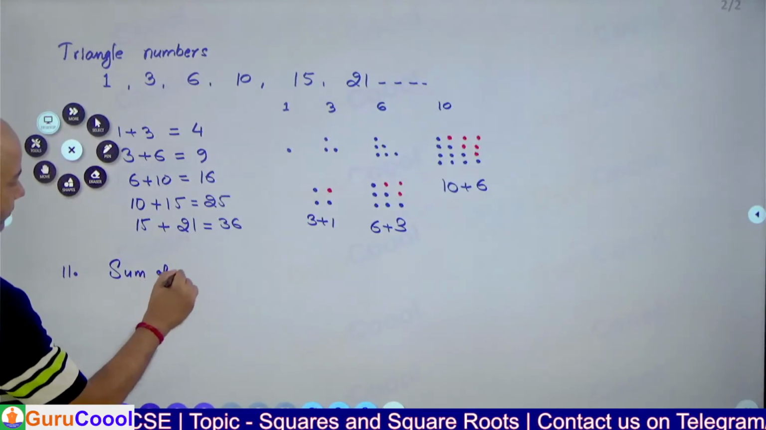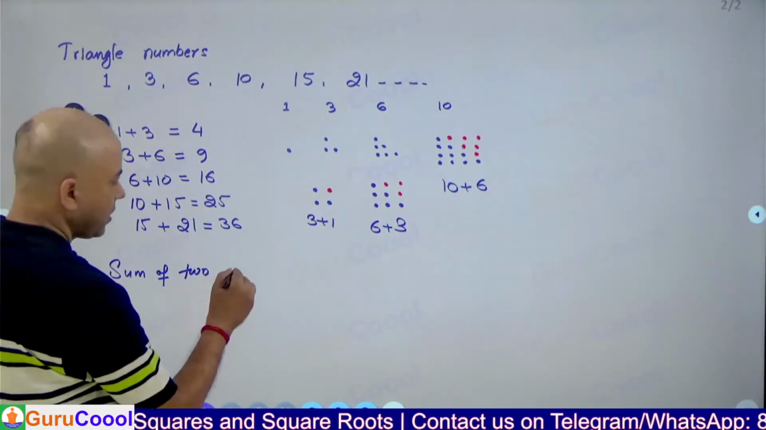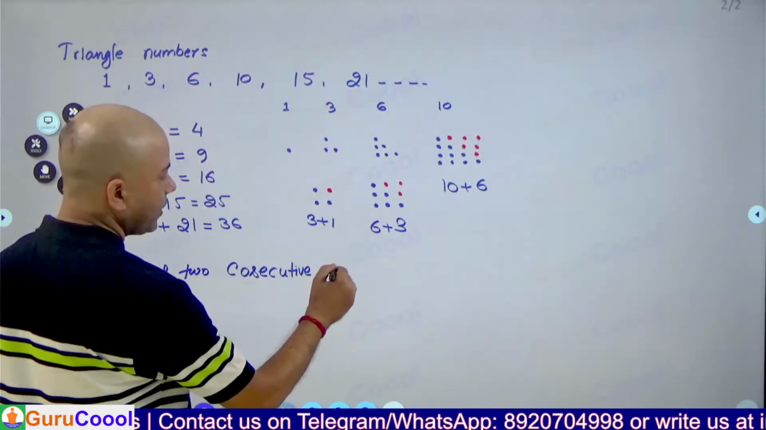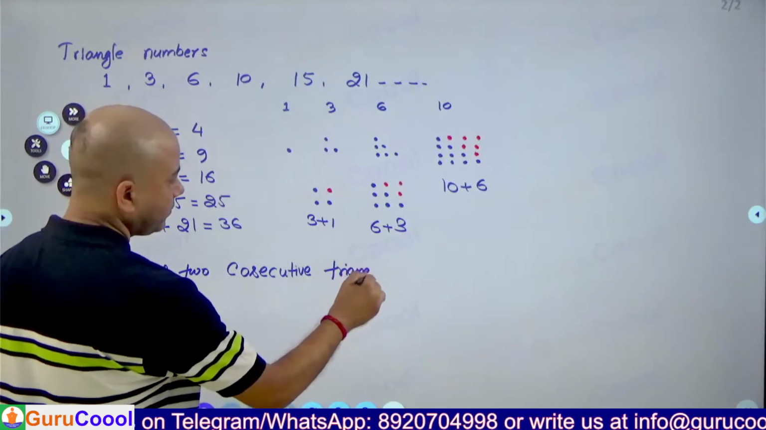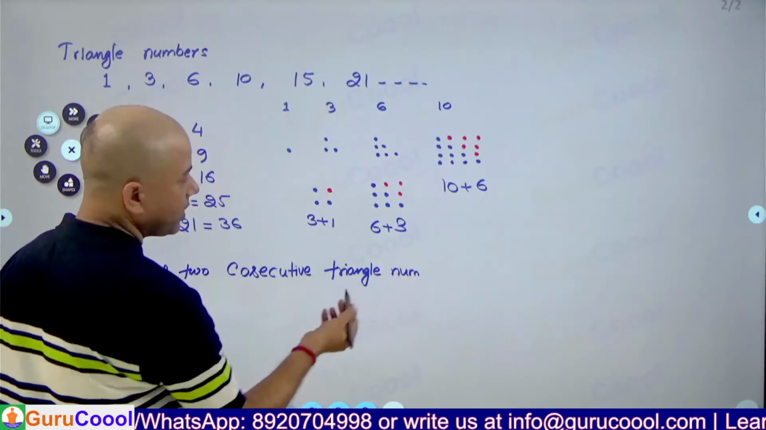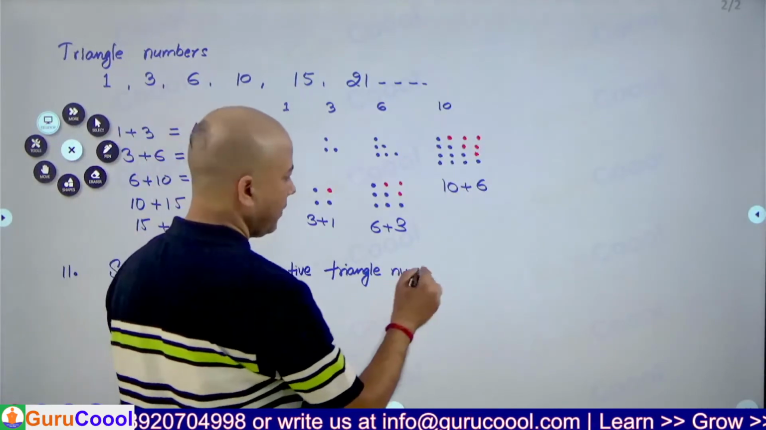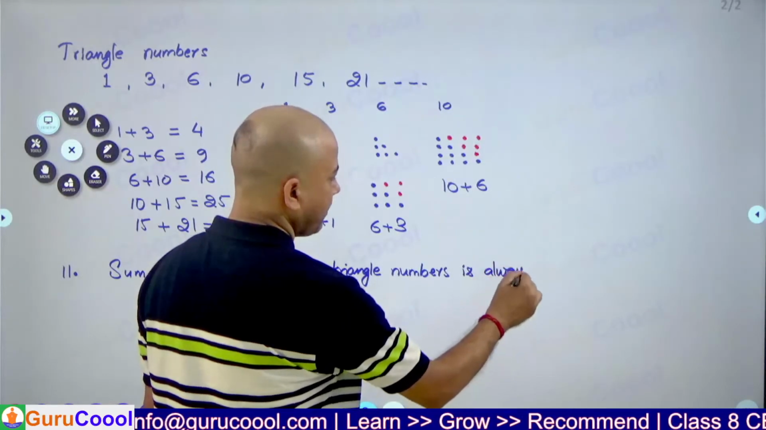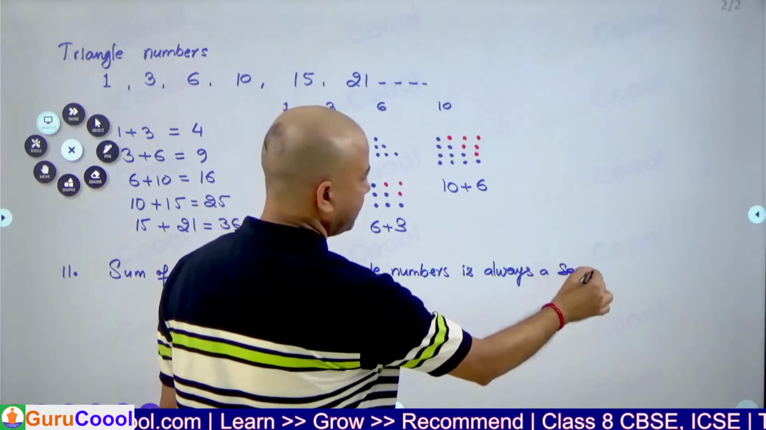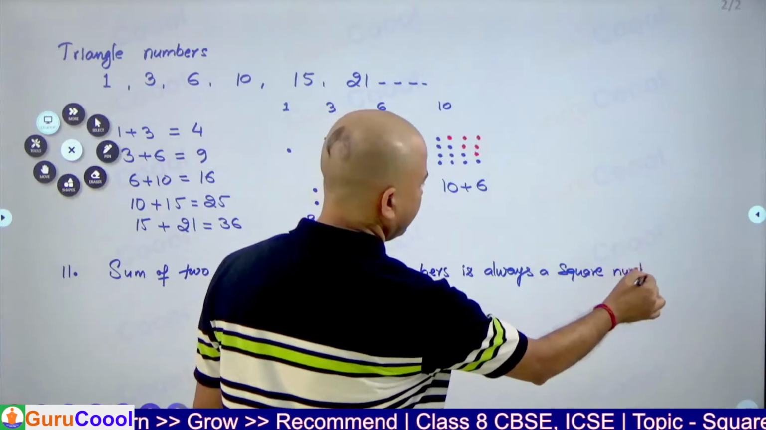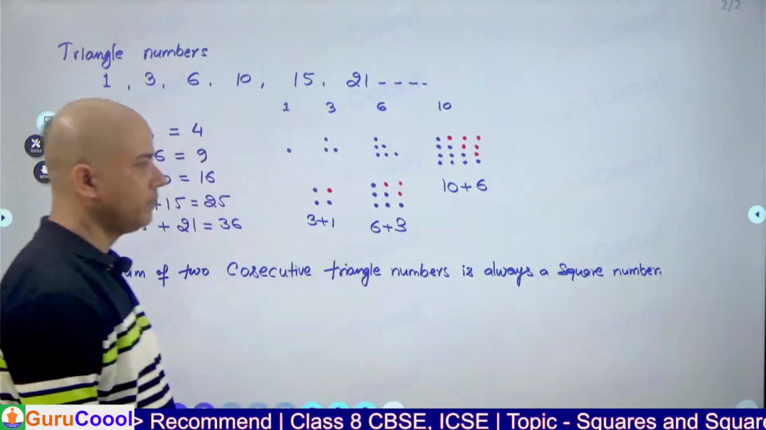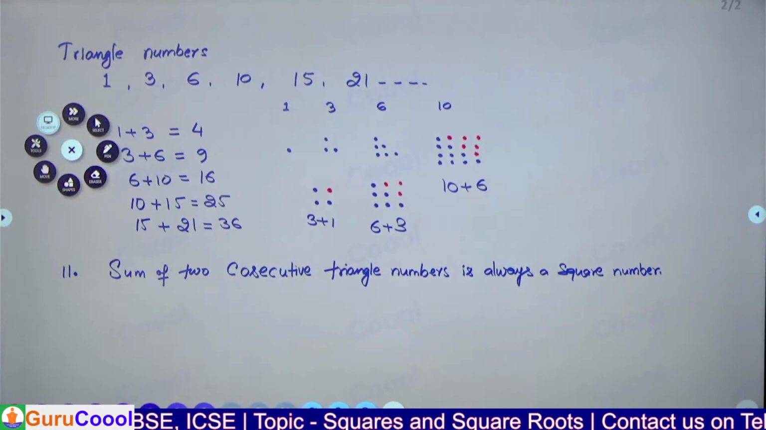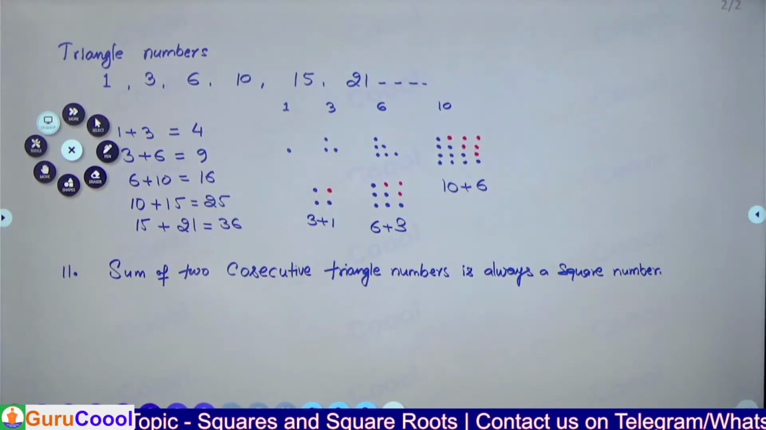Sum of two consecutive triangle numbers, or you can say triangular numbers, that's the same. Triangle numbers is always a square number. Always a square number. You have seen the demonstration, right? Yes, sir.